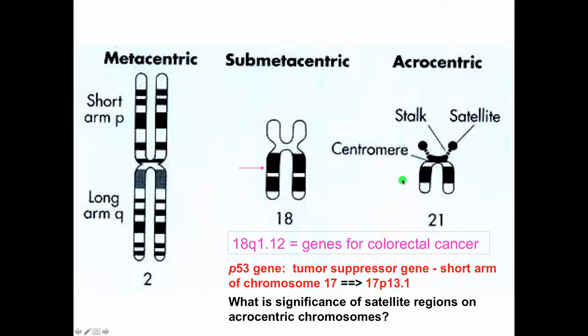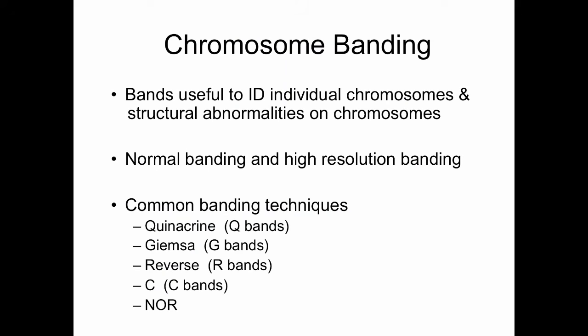Now let's get back to these acrocentric chromosomes. What's the significance of the satellite region on the acrocentric chromosomes? These satellites contain the ribosomal genes, the so-called nucleolar organizer regions. Chromosome banding can be useful to ID individual chromosomes and to find structural abnormalities on chromosomes. And we can use normal banding and high-resolution chromosome banding. And some common chromosome banding techniques include Q bands, G bands, reverse bands, C bands, and NOR bands.